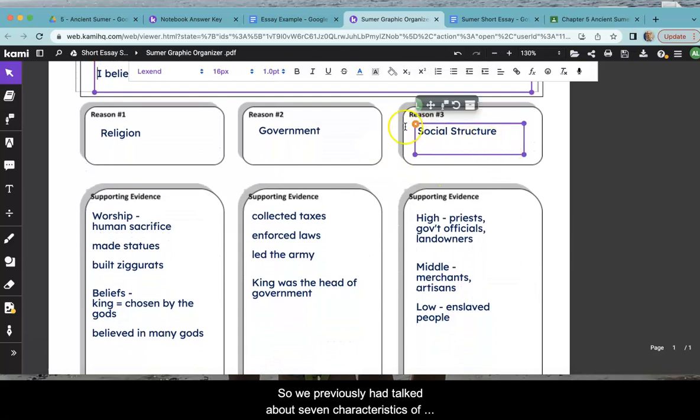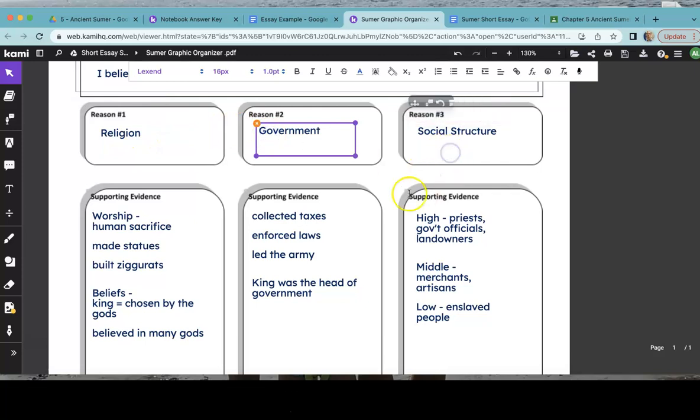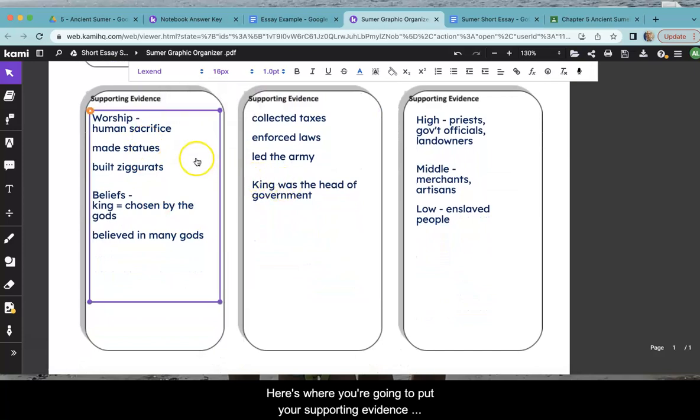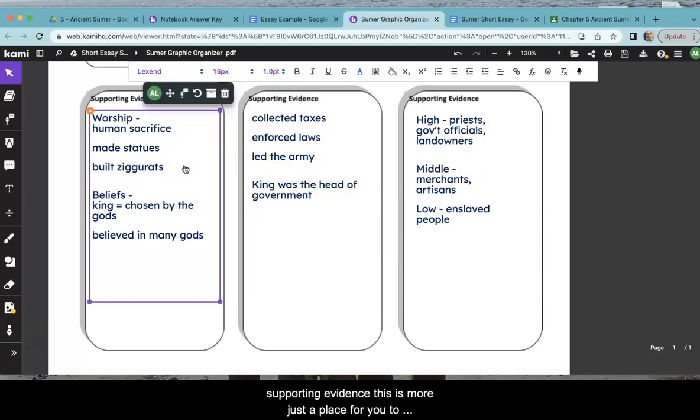So we previously had talked about 7 characteristics of a civilization. You only have to choose at least 3 out of the 7. So I feel like if I was doing this essay, I would be most confident in talking about religion, government, and social structure. Here is where you're going to put your supporting evidence. For this, you don't need to write your whole essay inside the supporting evidence. This is more just a place for you to organize your thoughts. Tell me what your talking points will be.